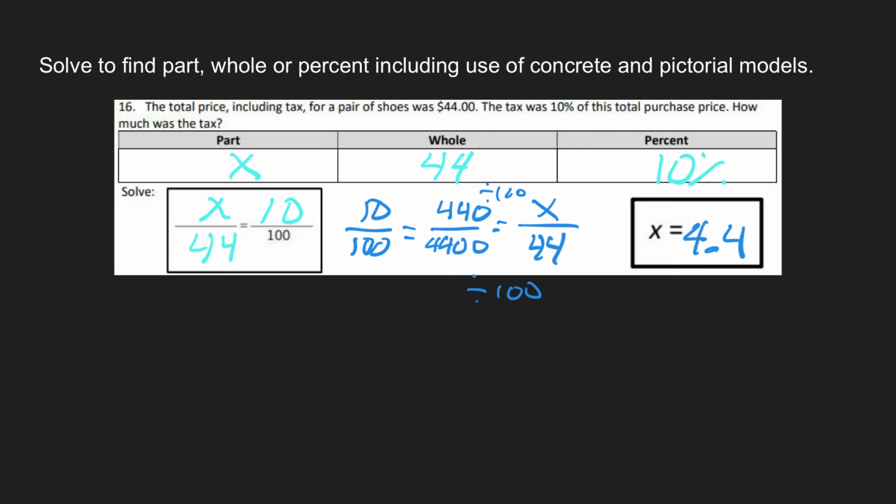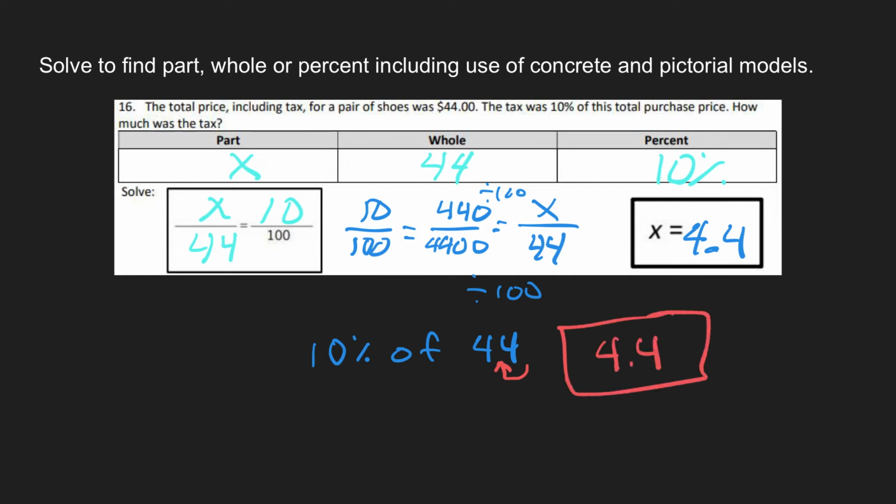Or another way to do it is we know that 10% of 44, we're really just dividing by 10. So we're moving that decimal over 1. That was what our number talks have been about this week. So that's definitely the hardest one, I think. That was a tricky one.